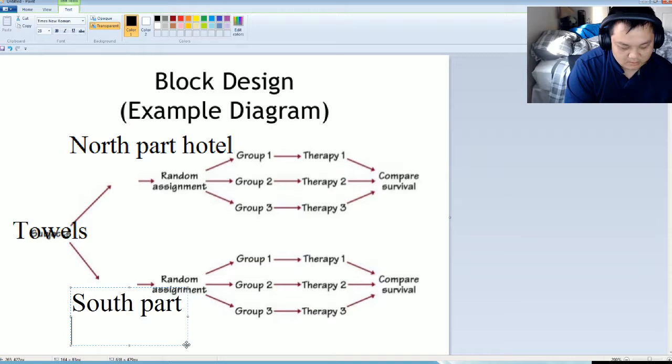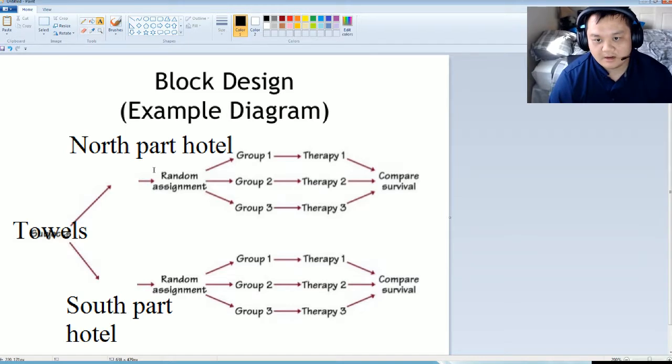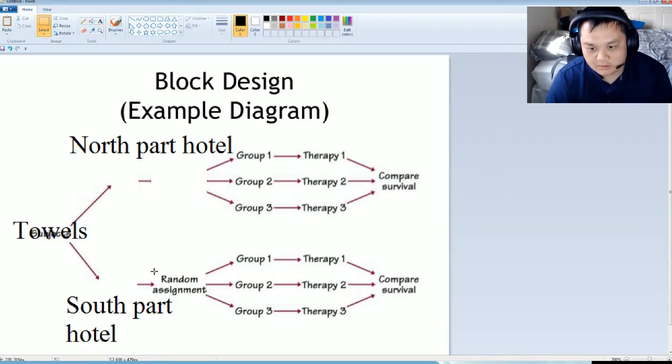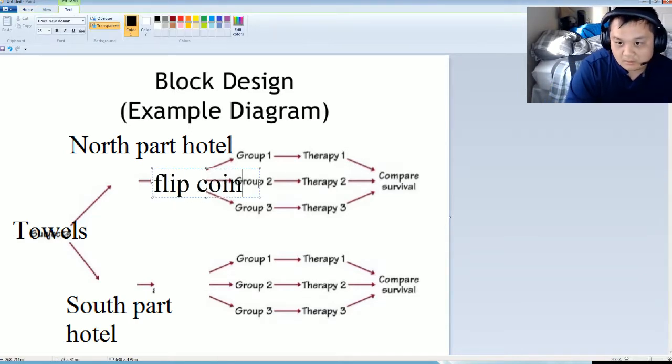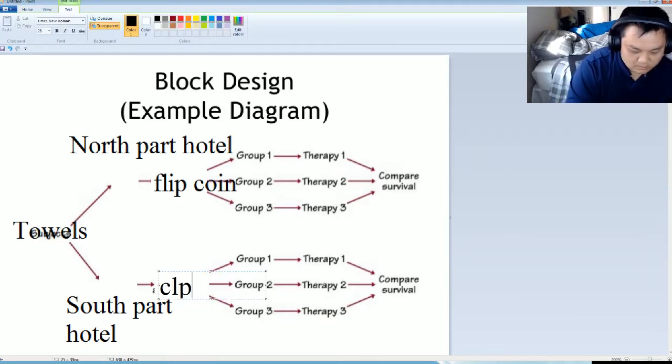Right, good. Then he flips the coin, and then randomized, we can determine whether we will use A or B. Correct. Then the random assignment would be him flipping the coin. So this would be flip coin, and this would be flip coin.